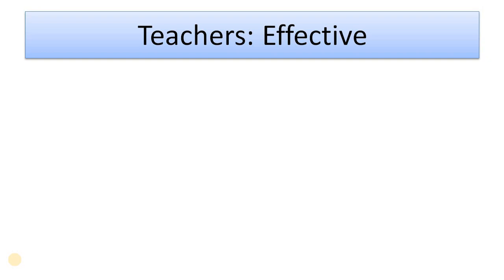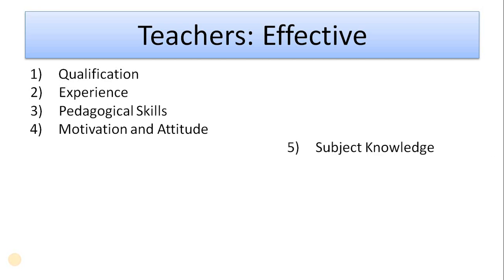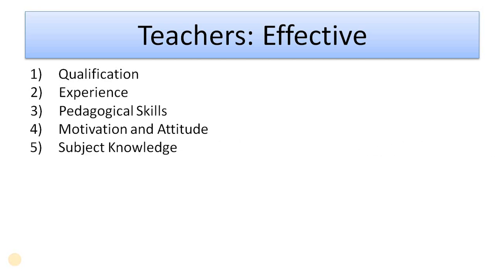Now come to the effectiveness of a teacher. How can a teacher be effective? It is always dependent on the qualification of the teacher. It can be dependent on the experience of the teacher, and there should be some pedagogical skills of the teacher. Pedagogical skill means how to teach the students. Motivation and attitude are also key factors of the teacher. Subject knowledge is very essential.